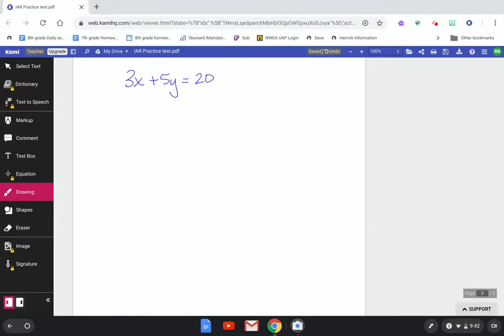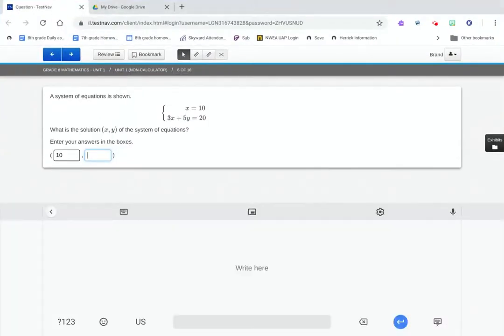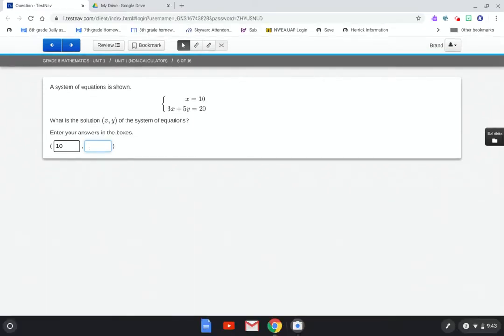Yep. So if x is 10, we do 3 times 10 plus 5y equals 20. 5y is equal to, this is 30, so we're subtracting 30 from both sides. We get -10, y is equal to -2. So that's your answer here. We do -2. They don't like that. So I'll do keyboard -2.